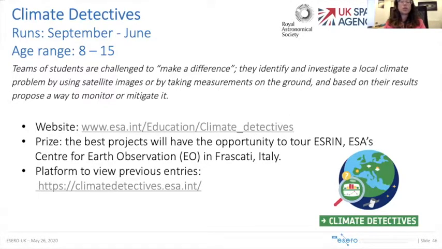using images or by taking ground measurements. So this again can be for younger or older students. All the information is on the website. The absolute best projects, actually, in normal times get an opportunity to tour ESERO, which is ESA's Centre for Earth Observation in Italy. So that's a really fantastic prize if you win that. But again, postponed. Sorry for the caveat every time.